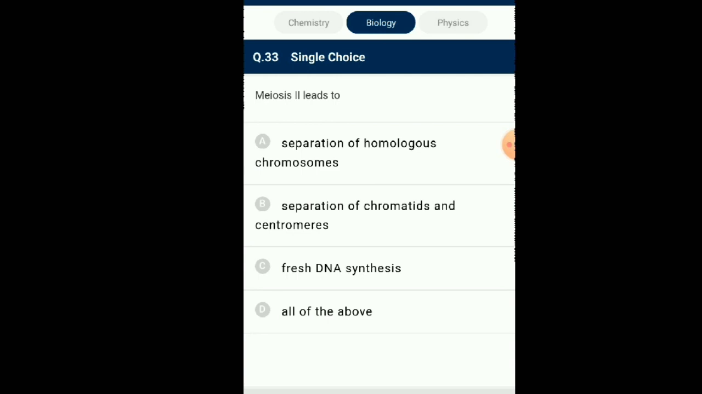In anaphase 2 of meiosis 2, the centromeres divide so that the two chromatids of each chromosome become separated from each other. So the answer for this question is option B, separation of chromatids and centromeres.